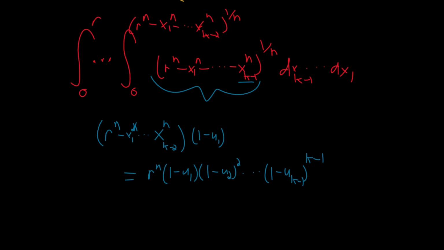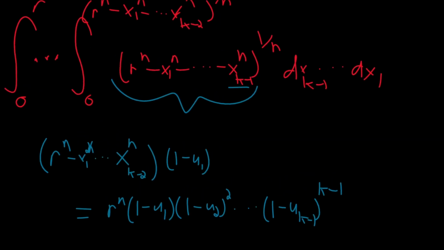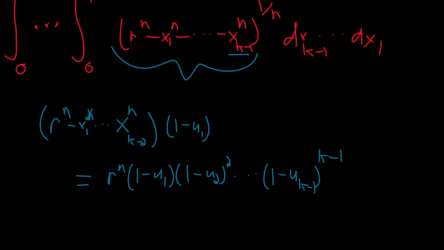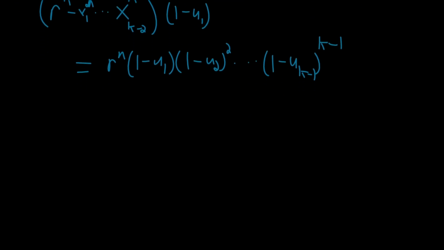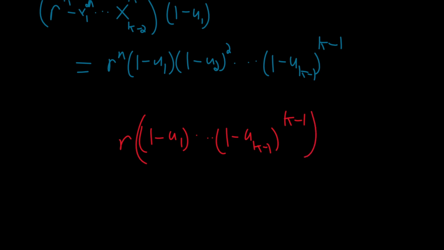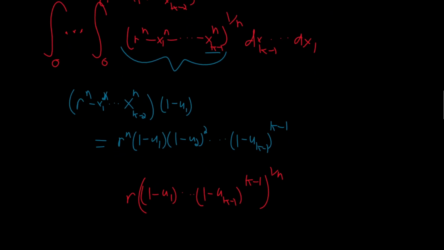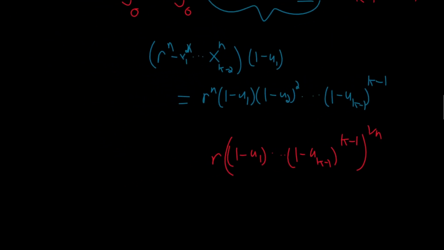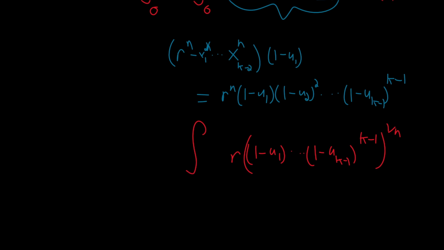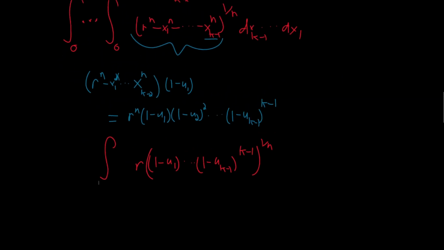We can define that whole part as such, but we also can't forget about that 1 over n power. So really, this is all raised to the 1 over n power, meaning that our integrand is just going to be r times, and I should set parentheses, this part, dot, dot, dot, (1 minus u_{k-1}) to the k minus 1, all to the 1 over n. So our whole integral we can express as the following. I'm going to get to the bounds in a second, I'm just going to write one integral sign.